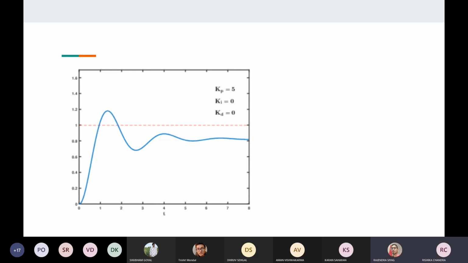The error will be negative. Error is set point minus process variable, okay? So the error is negative, but the magnitude of the error has decreased a bit, and that too is multiplied with Kp. So it will lead to a larger value, but not so large that it will come to the bottom. So it will shift a bit here, okay?